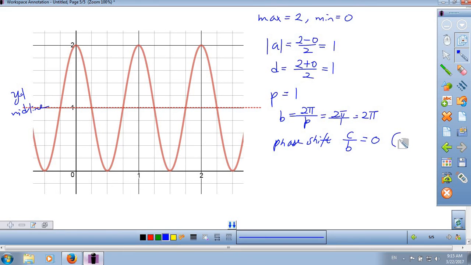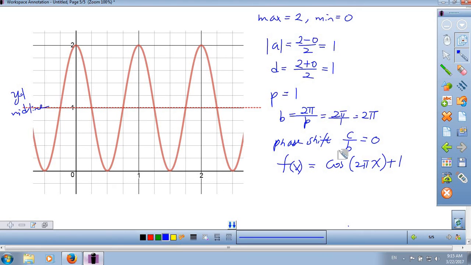This starts at 0, right? If we start at 0, it's going to be a positive cosine. The amplitude is 1, so it's 1 cosine. B is 2 pi x. Don't forget the x. There's no phase shift, so it's just 2 pi x. And oh, I forgot the vertical shift, plus 1. That's right, vertical shift plus 1.